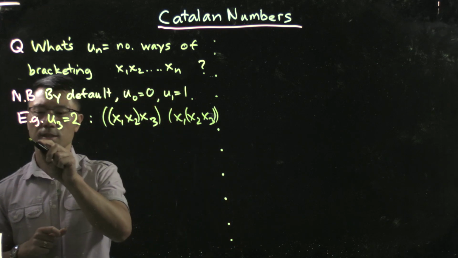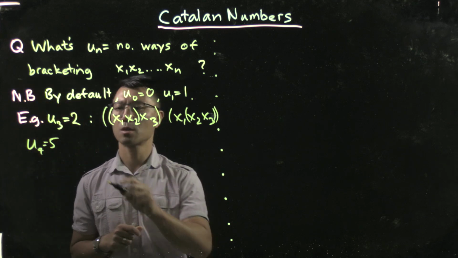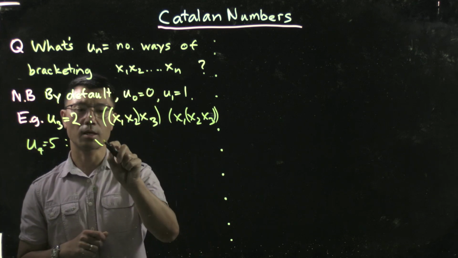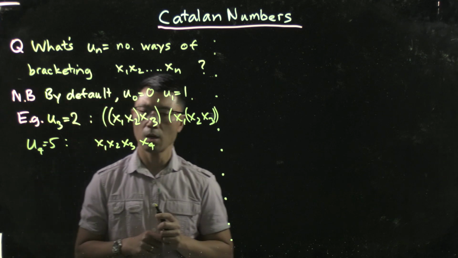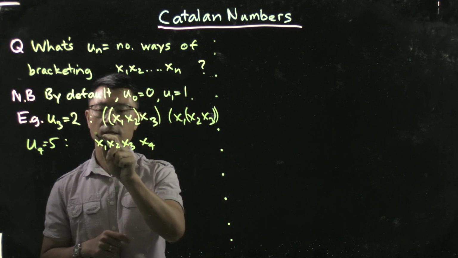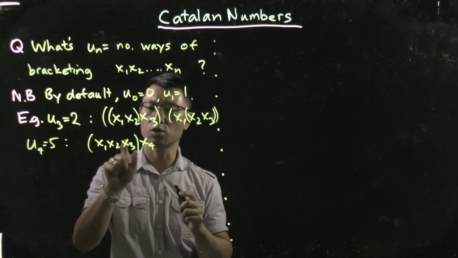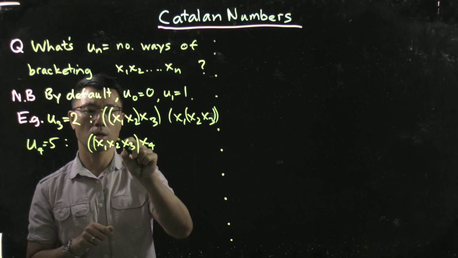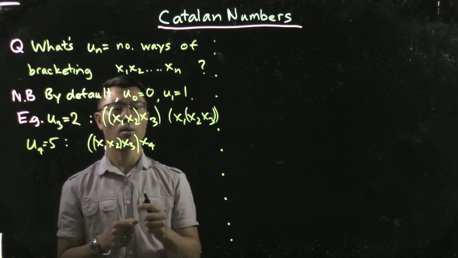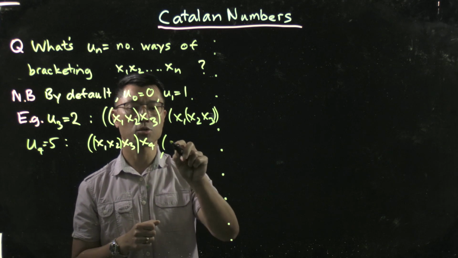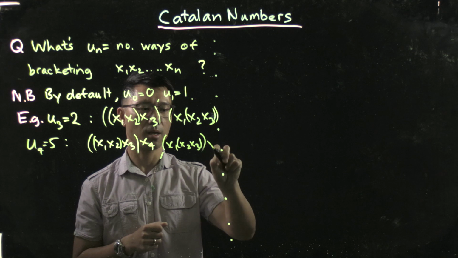Let's look at something a little more complicated. u4 I claim is equal to 5. Why is that true? You have x1, x2, x3, x4. You can multiply x4 last, in which case you've got two possibilities for multiplying x1, x2, x3, corresponding to these two. You can multiply x1, x2 first, then multiply by x3, and then x4. Or you can do x2 times x3 first, then x1, and then x4.